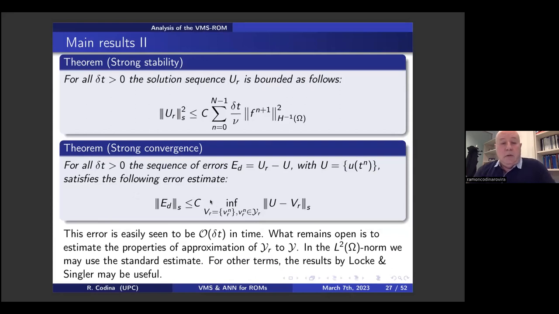So if we look at the error estimate that can be proved, the last result, it is easily seen that in this case, this error is order delta t in time because we have started from a first order time approximation. But what remains open is to see the estimates of the approximation, because that relies on the approximation of the reduced order model space to the space of the continuous problem. That is not as easy as in the finite element context, because, you know, the estimates, for example, in L2 depend on the eigenvalues or the generalized eigenvalues that we have left aside. So the sum of the squares of the eigenvalues that we have left aside is the square of the error in L2. But we have to use also other norms.